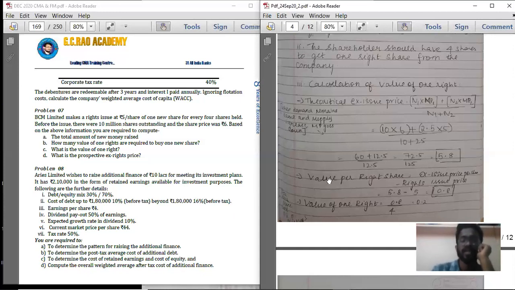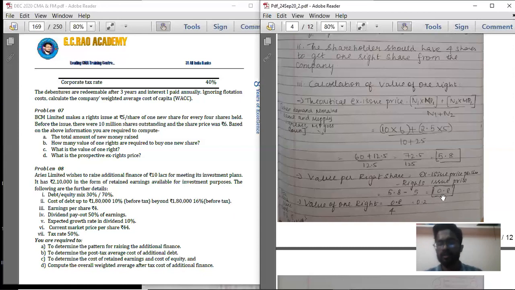So below that, first arrow mark, second arrow mark, value per right share is equal to ex-issue price per share minus right issue price, that is 5.8 minus 5, which is equal to 0.8. So what is value per right share? Per right share is 0.8. For per right share, how many shares you should have? 4 shares.